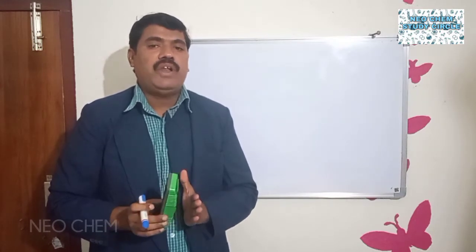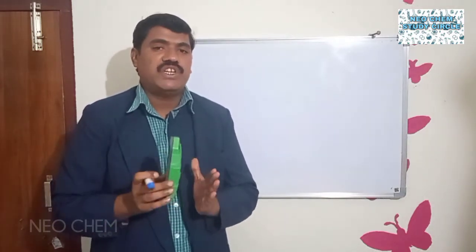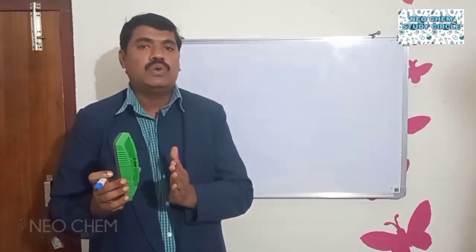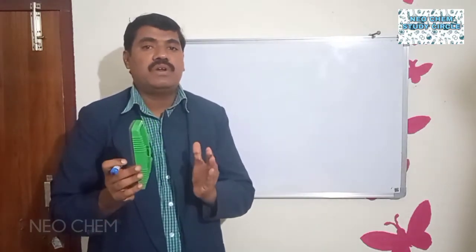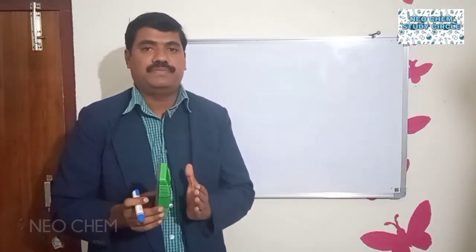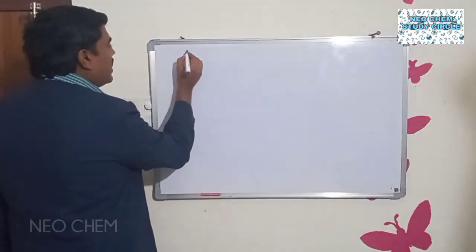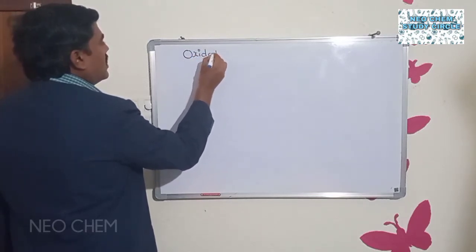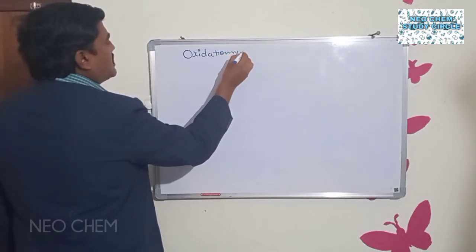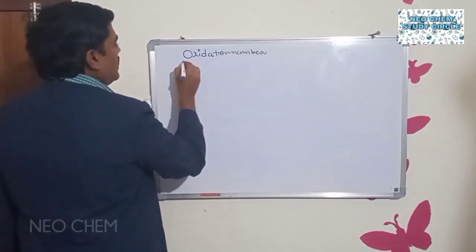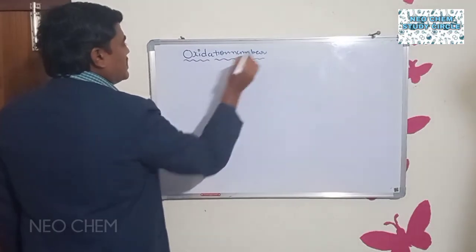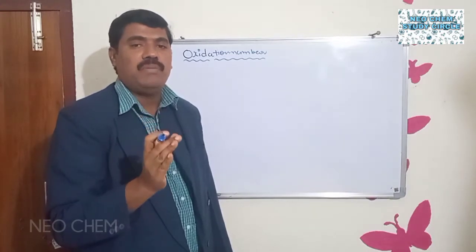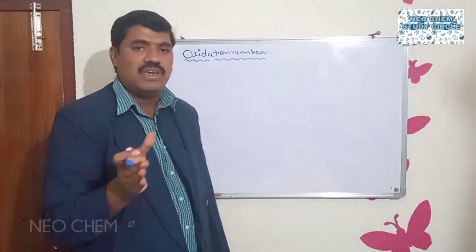Today we will identify the oxidation number of central metal atom in the complex compounds. So first of all we should know about oxidation number of central metal atom in the complex sphere. Okay. So first of all let us define the oxidation number. Oxidation number means what? Oxidation number means the number of charges having central metal atom in the complex sphere is called oxidation number.